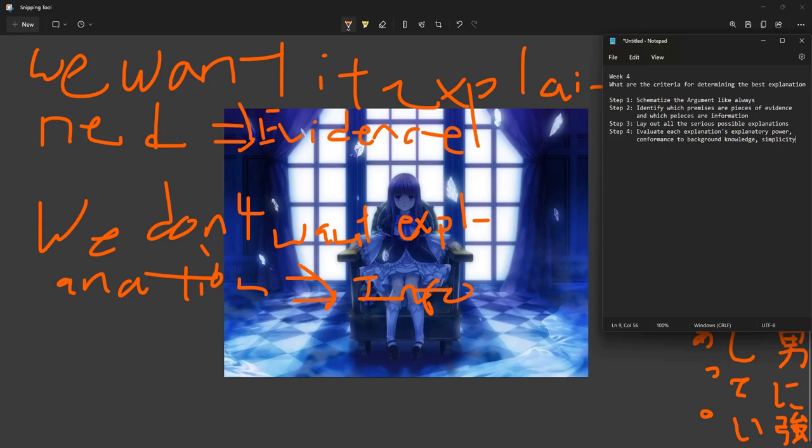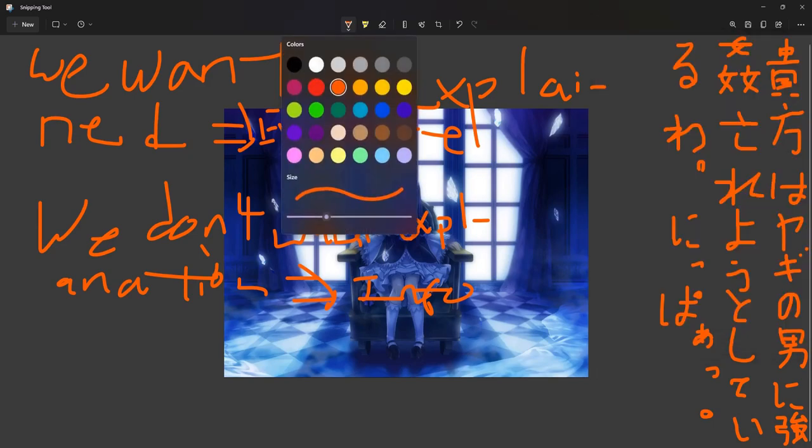And these ones are a bit open-ended, so I'm pretty sure he's just going to have us do multiple choices of these ones. Simplicity and testability / predictive power. Alright. And then step five, determine a clear winner.